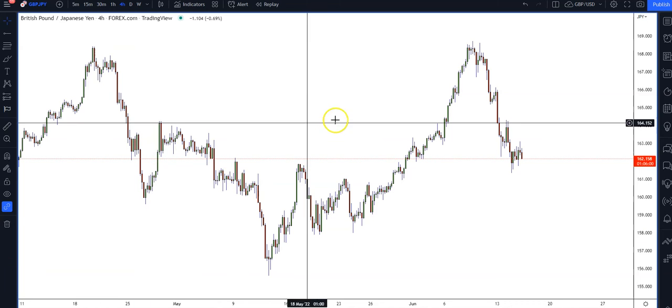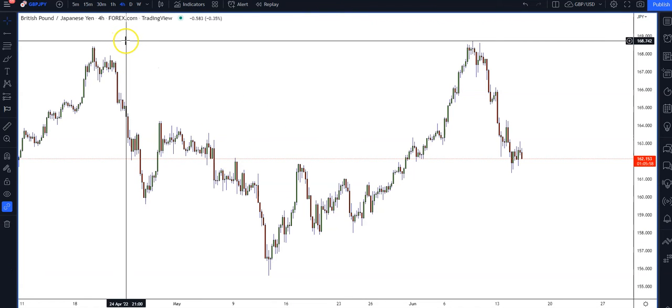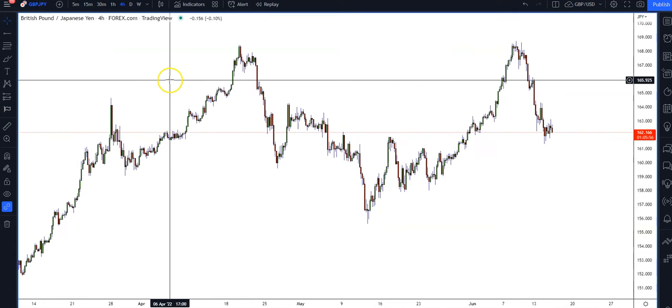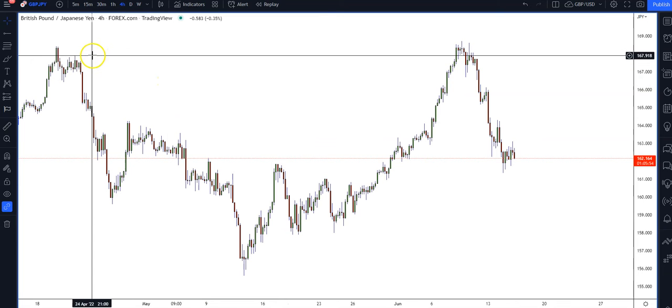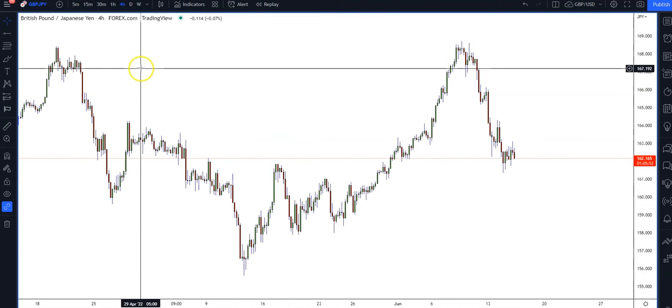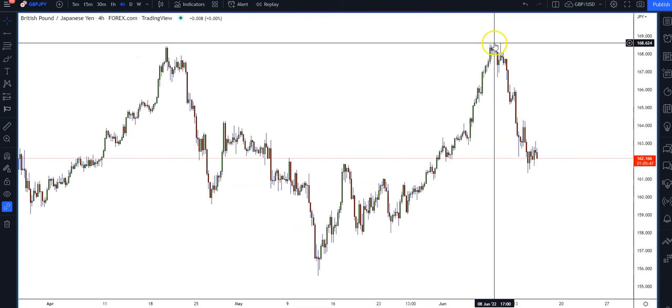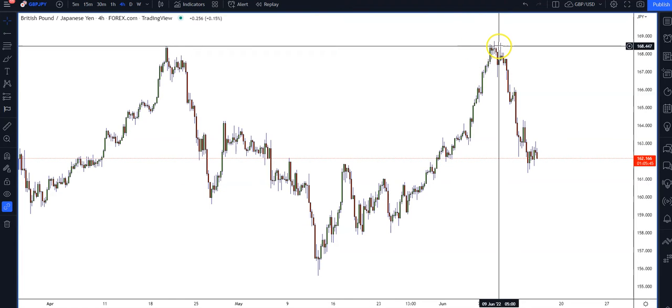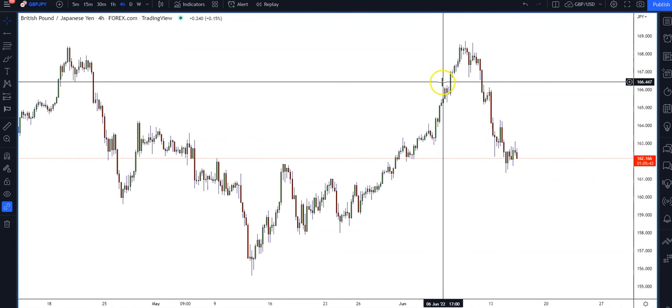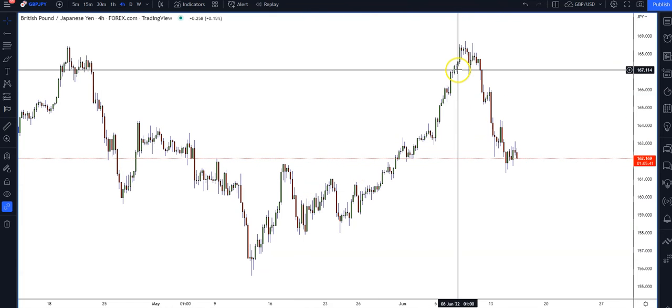Alright y'all, quick video on GBPJPY. When you look at this, it's pretty simple if you understand what's going on, and you could pretty much have predicted this was going to happen based on what was taking place, right?